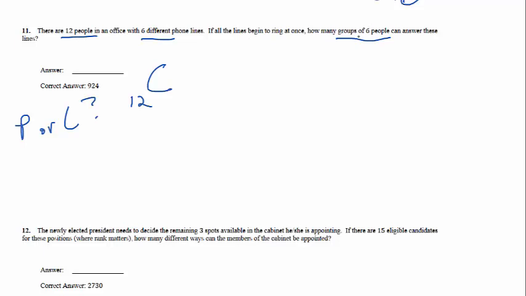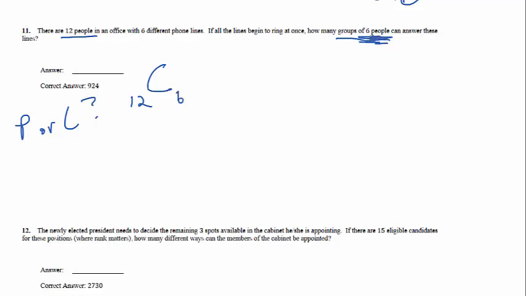And it's groups of 6. This is the 6 that I want. The fact that there are 6 phone lines means that 6 people can answer the phone, but that's not what the question is asking. The question is asking how many groups of 6 people can answer the phone. So that's 12 combination 6 based on this one.